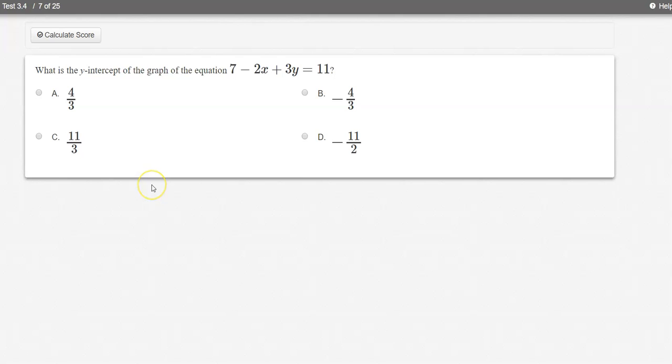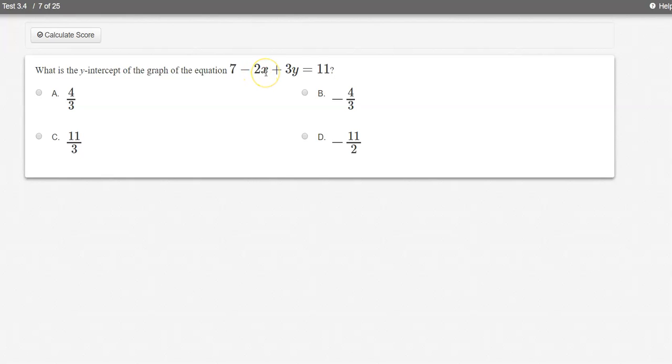What is the y-intercept of the equation? Now, if we had Desmos, we could just type all that in and look at the y-axis and see where it crosses, but we don't have that. So what you will do instead is you will solve the equation by eliminating this term.